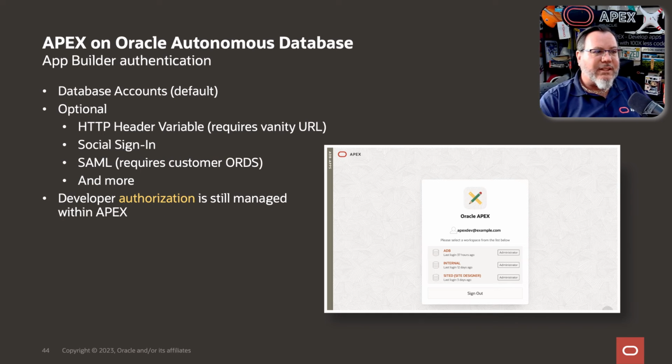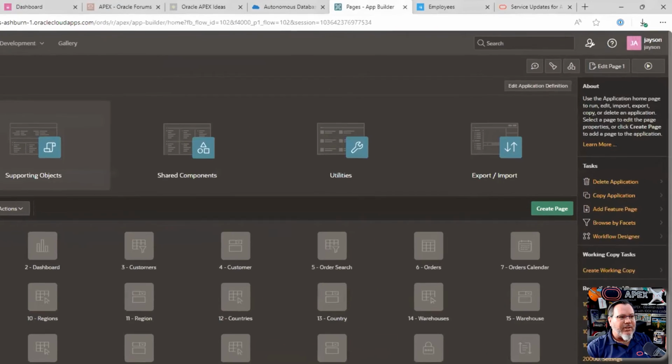The App Builder authentication in Oracle Cloud on Autonomous is also capable and very easily customized for the purpose where it's one click, where you're offering single sign-on to your developers. But by default in Autonomous, Apex is using database accounts. So let me just show you this really quickly. This is my Autonomous workspace.